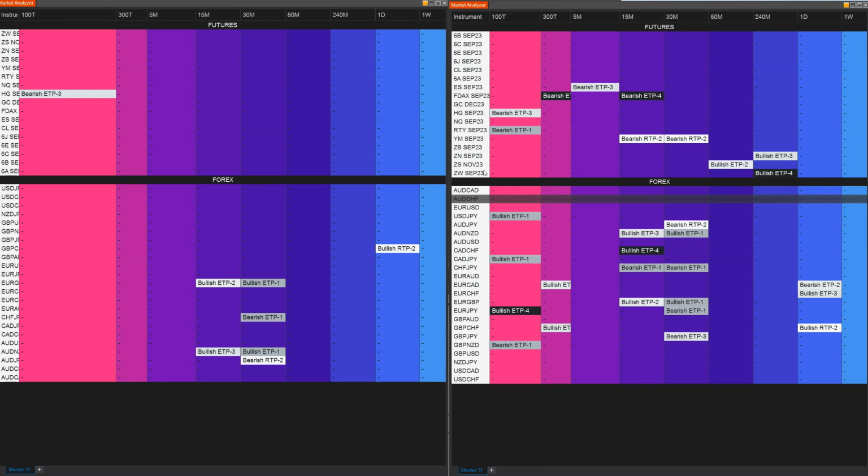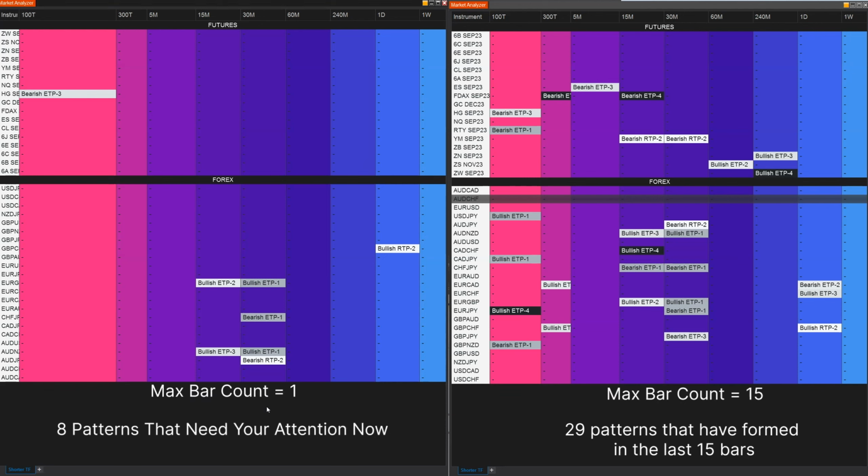Okay, reason number 5, you can use the scanner to scan for current or slightly older patterns, and there's actually use for both of those. So we have this setting called the max bar count, and what it does is it allows you to say how many bars after the pattern is formed do you want to leave it on the scanner for. So if you set it to 1, then 1 bar after the pattern was alerted to, it's going to return to a dash. It's going to reset.